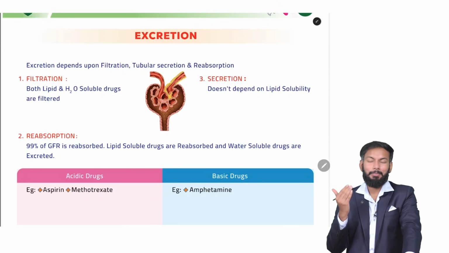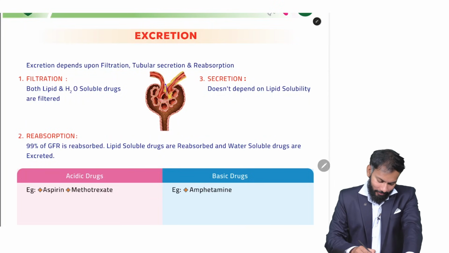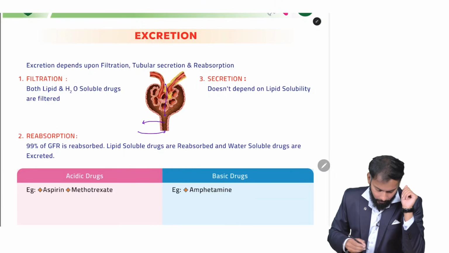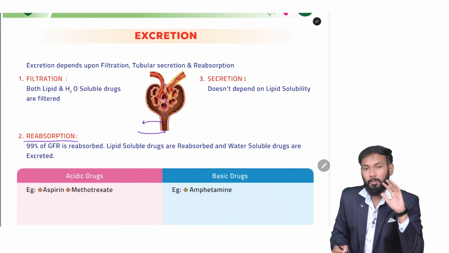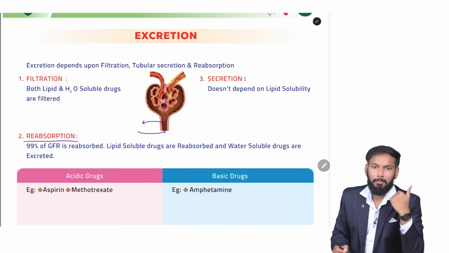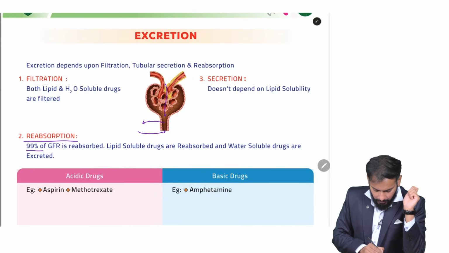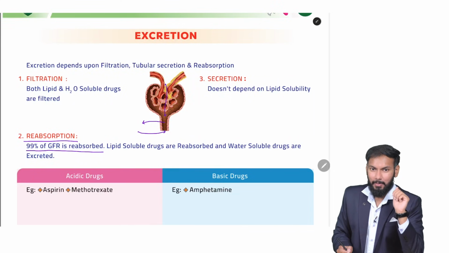How does excretion happen? All of you know there is first filtration of the substances, and there is reabsorption, and then there is secretion. These are the processes, but I want you to focus mainly on the reabsorption. I told you most of the filtrate is reabsorbed. We have seen in the renal system 99% of the sodium is reabsorbed. Here 99% of GFR is reabsorbed.